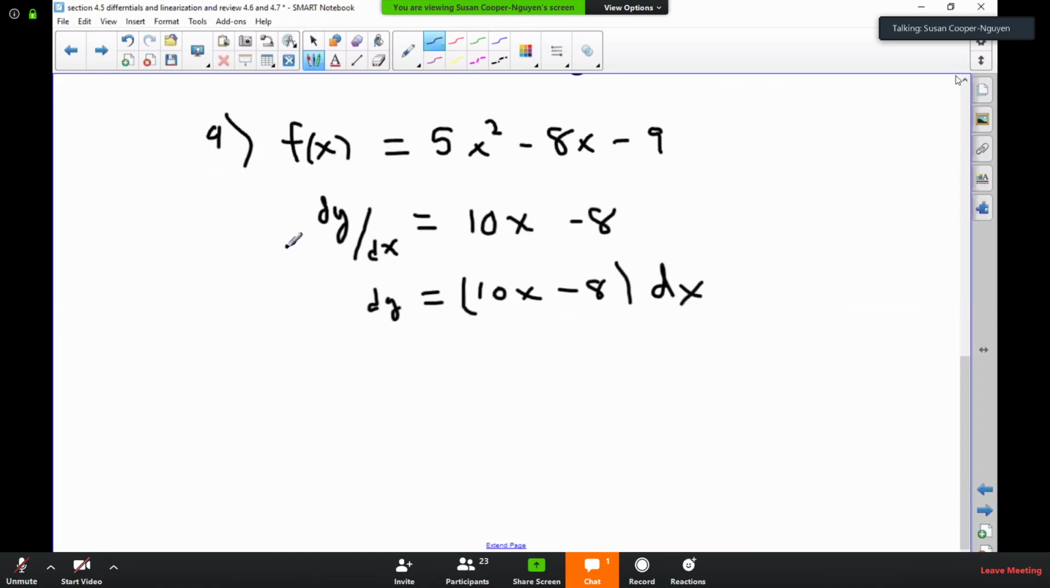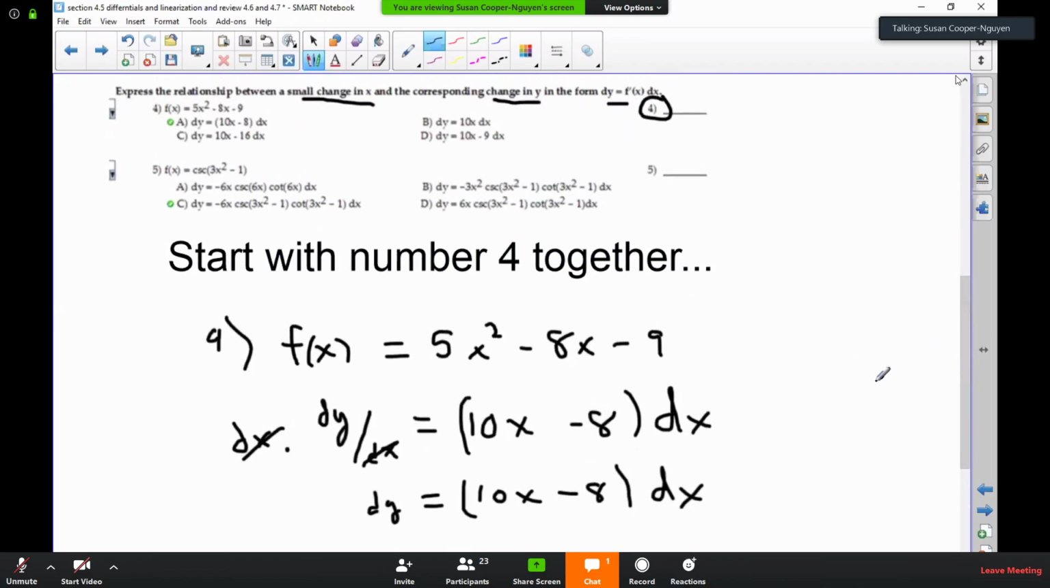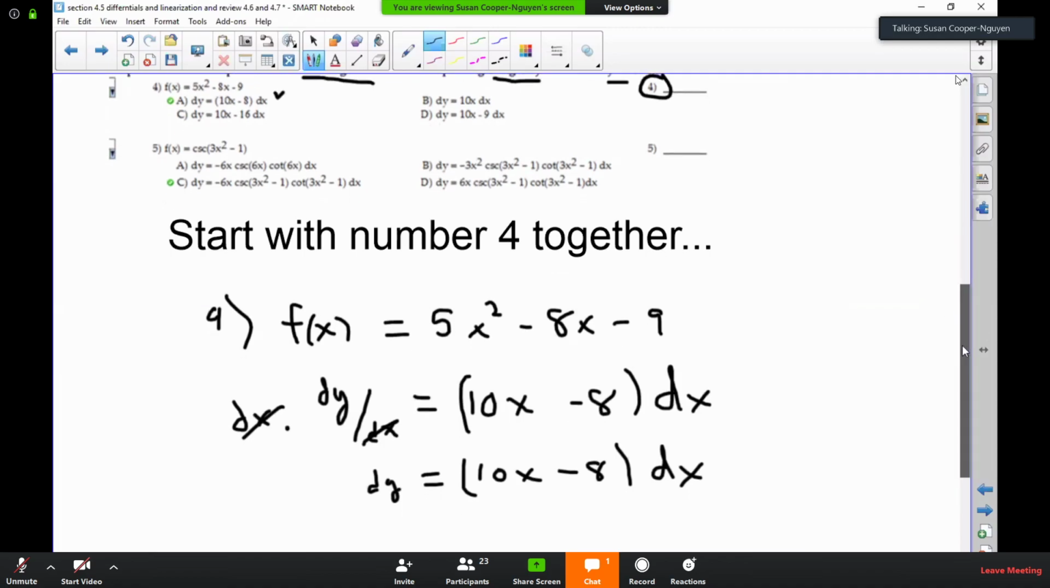So again, it's kind of like you're multiplying both sides of the equation by dx to get dy by itself. And the way that translates is delta y, or change in y, is the derivative times delta x. Now if I go and look at that answer, it's matching up with the answer key. Okay. Now you might say, well, how is that helpful or how is that useful?